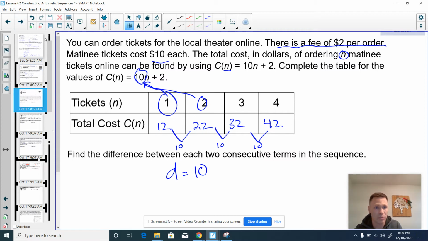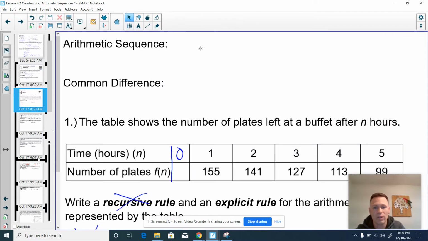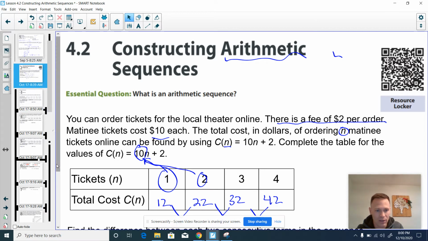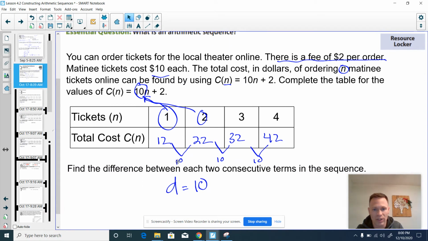Okay? So some definitions here. First of all, what's an arithmetic sequence? Well, an arithmetic sequence is a sequence in which the difference between each consecutive term is always equal. So let's look back. The difference between each of these terms was 10, so this is an arithmetic sequence. Arithmetic sequence means that the common difference is always the same.